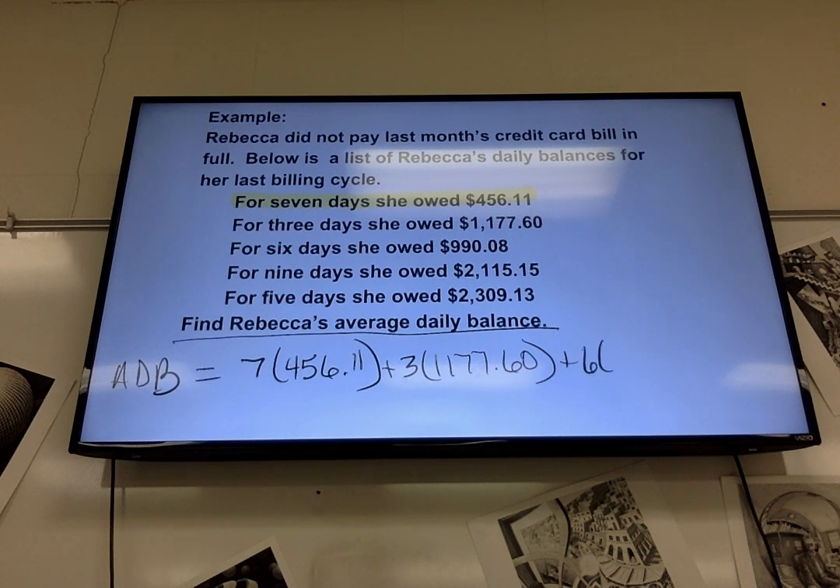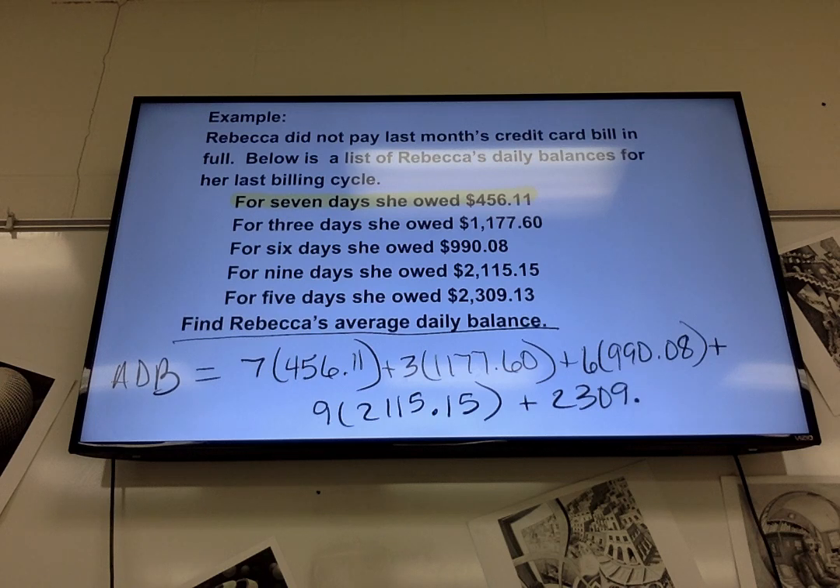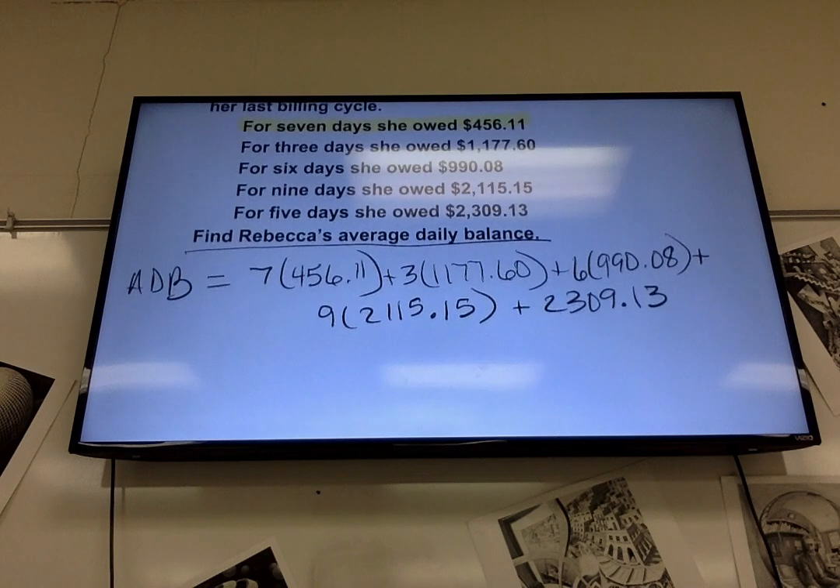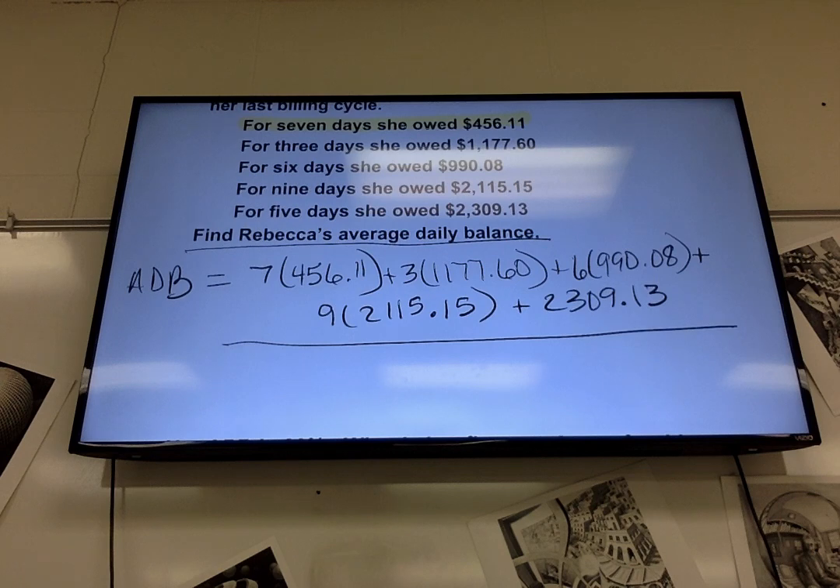And then for 6 days, 990.08. And so on. Running out of room. And then, oops, I forgot to multiply that times 5.